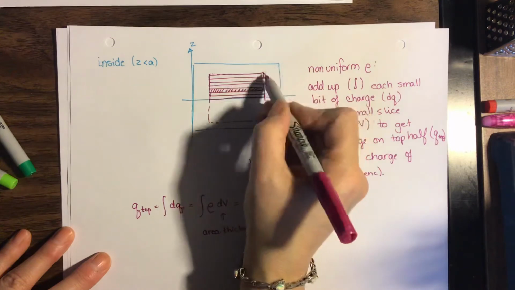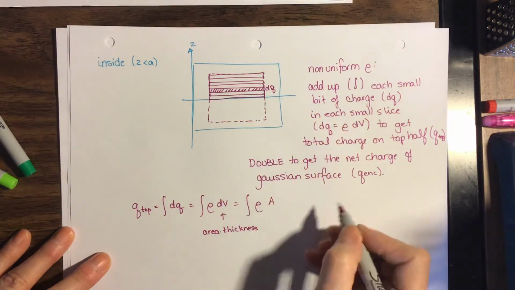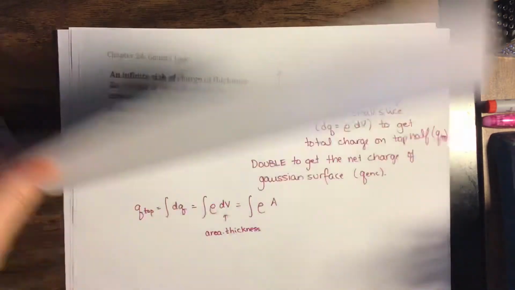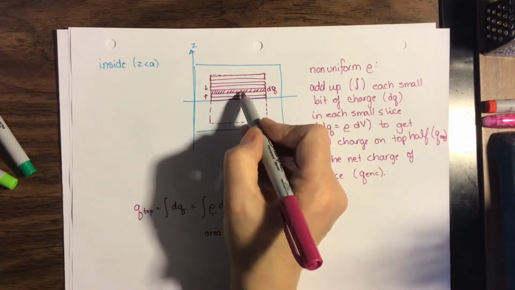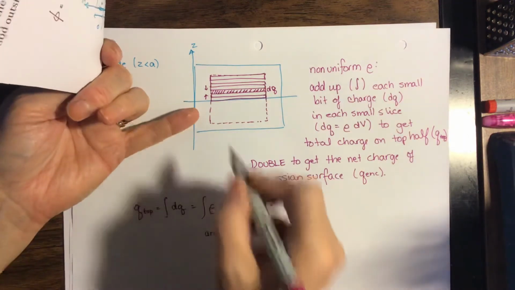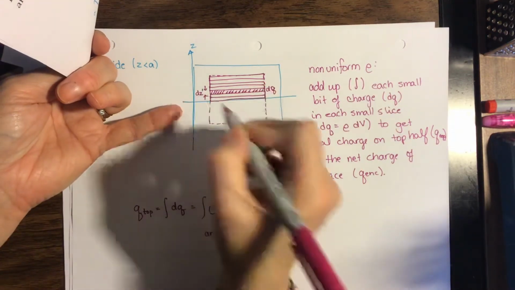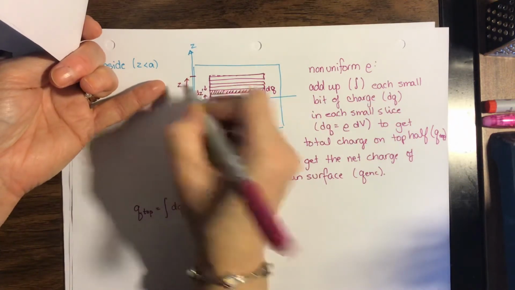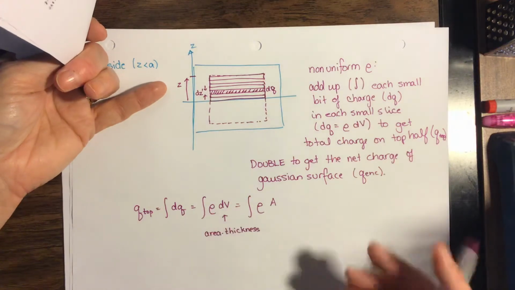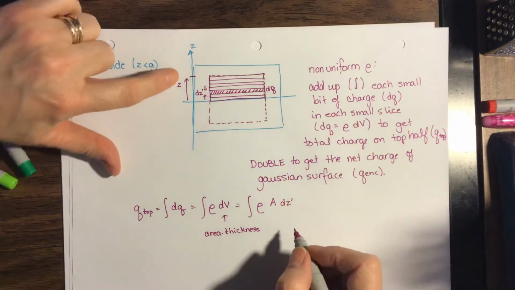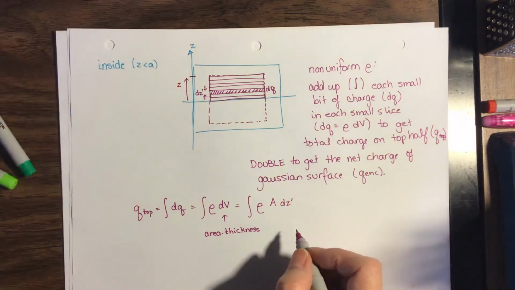Area part's easy. We said our Gaussian surface had a cross-sectional area of A. Thickness is a little bit in the z direction. Now, this density has a z in it. This is our z coordinate system. That has a thickness of z. I feel like we're going to get tangled up in z's, so I'm going to call this thickness here dz primed, because I'm also calling this distance from here to here z, and I don't want to get confused. So my thickness I'm going to call dz primed so I don't get confused between this z and this z.